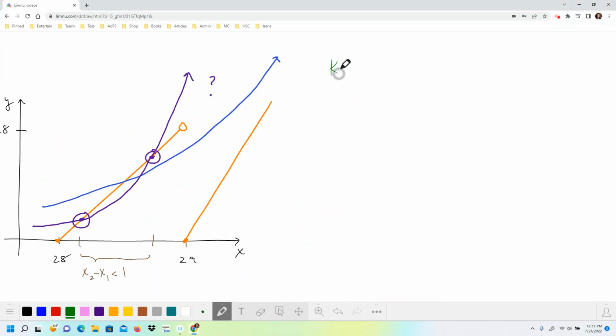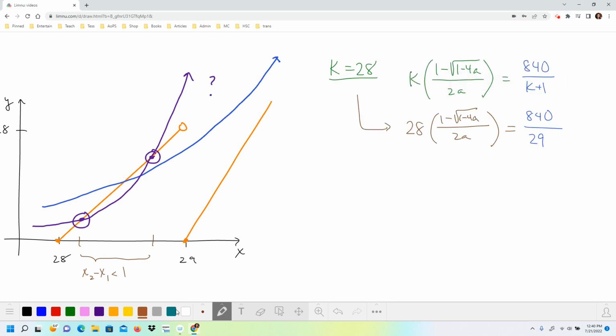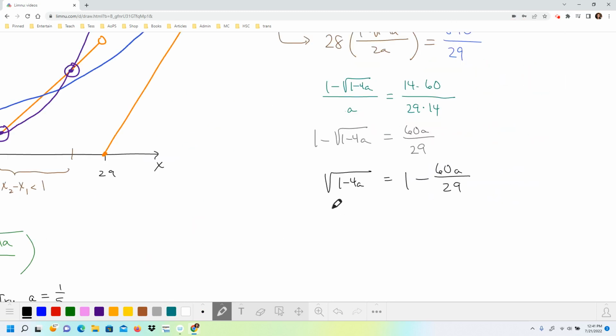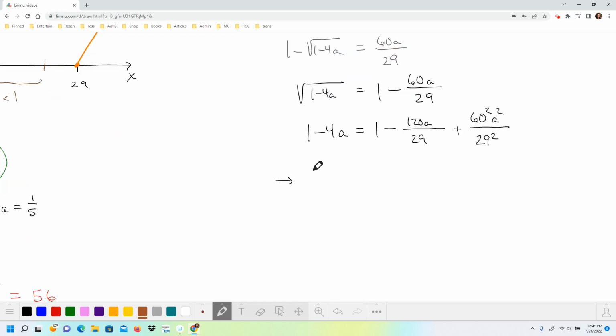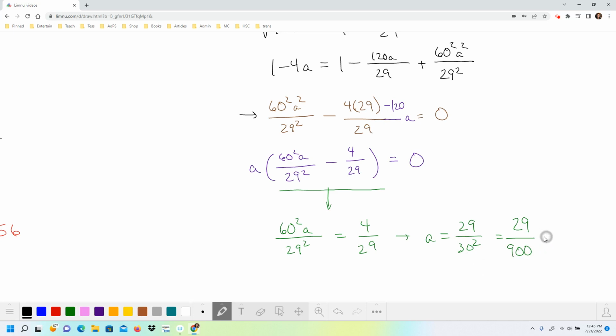So let's figure out what a is equal to now that we know that k is equal to 28. Substituting, divide by 28, isolate a, square both sides, gather all the a terms on one side, factor, and then solve for a. We get a is equal to 29 over 900. So that gives us p plus q is equal to 929, or answer C.